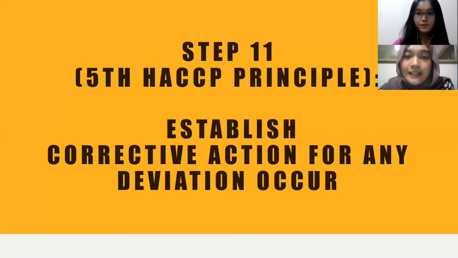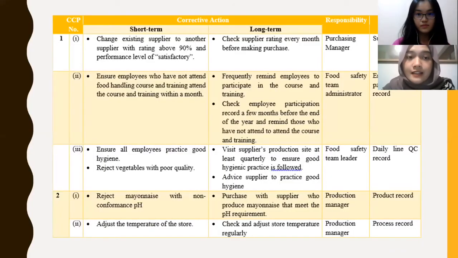So for step 11, which is corrective actions for any deviations that occur. For corrective action number 1, there are two types, which are short term and long term. For the short term, change the existing supplier to another supplier with a rating above 90% and a performance level of satisfactory. For the long term, check the supplier rating every month before making a purchase. The person responsible for these corrective actions is the purchasing manager, and the record will be kept under the supplier record.